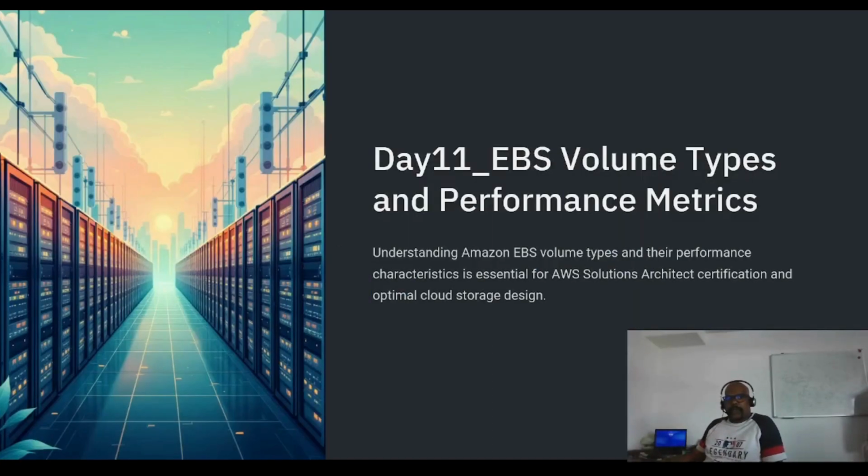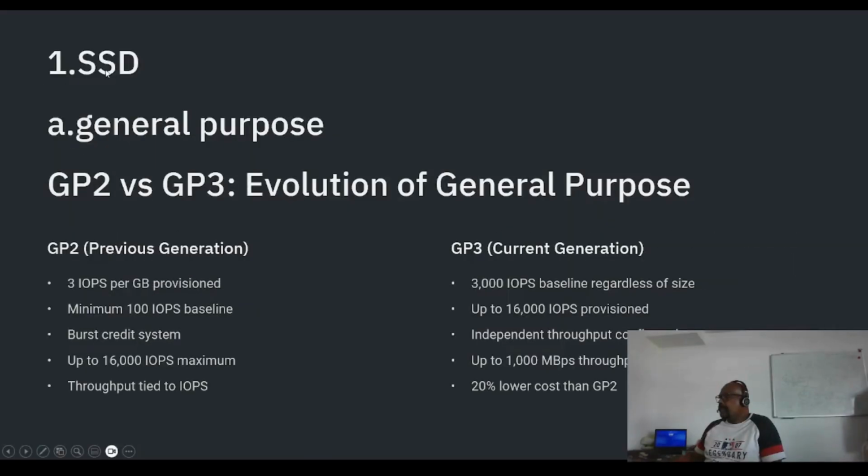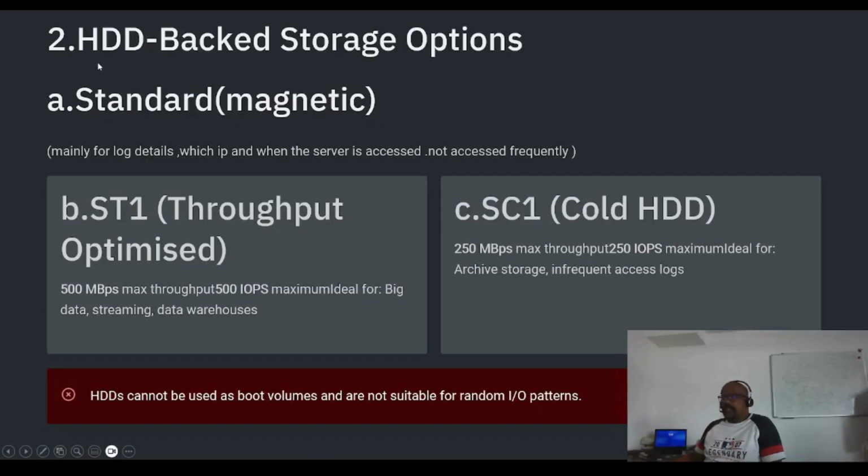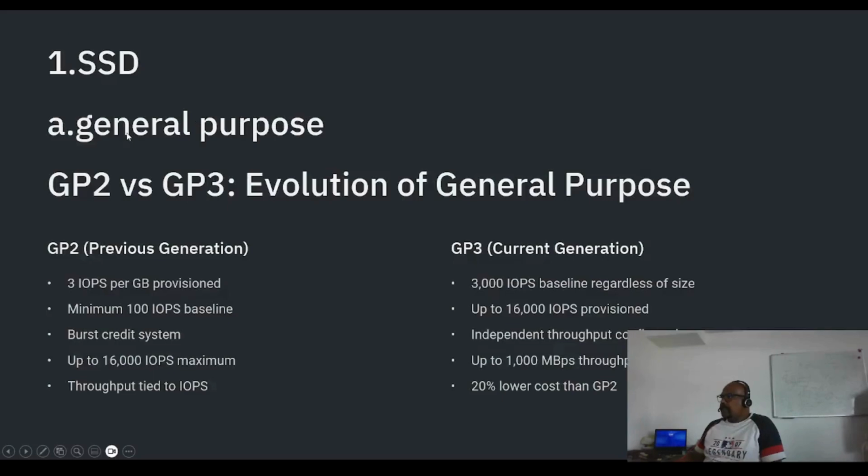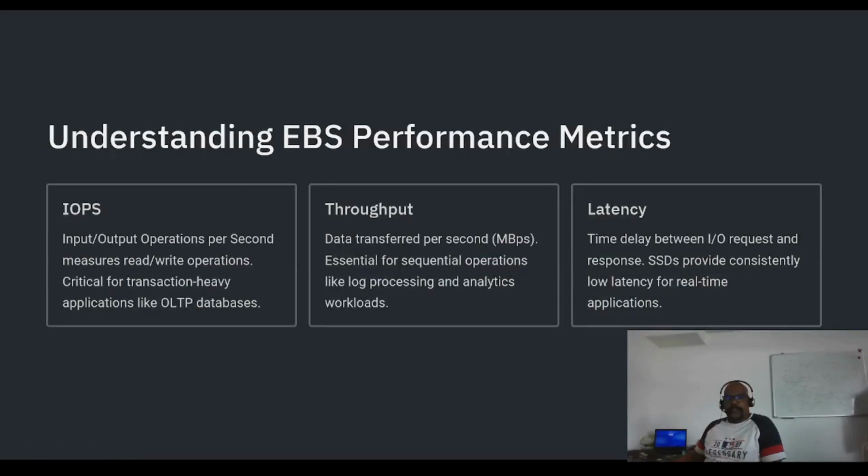Today's topic is about EBS volume types and how the performance is measured. In the case of EBS volume types, we have two different types. One is SSD, another one is HDD. Before discussing these two volumes, let us discuss what the performance metrics are, that is, how the performance of the various volume types is measured.